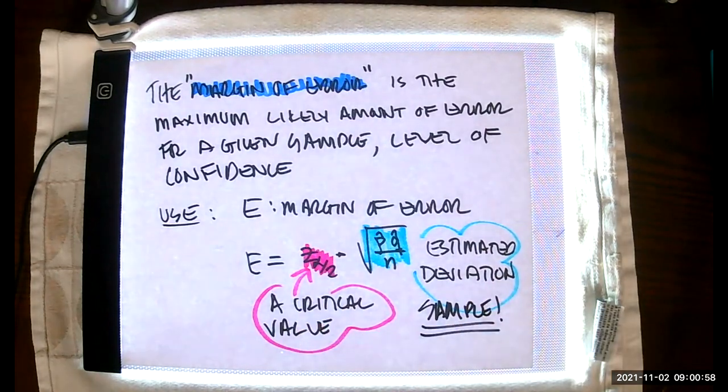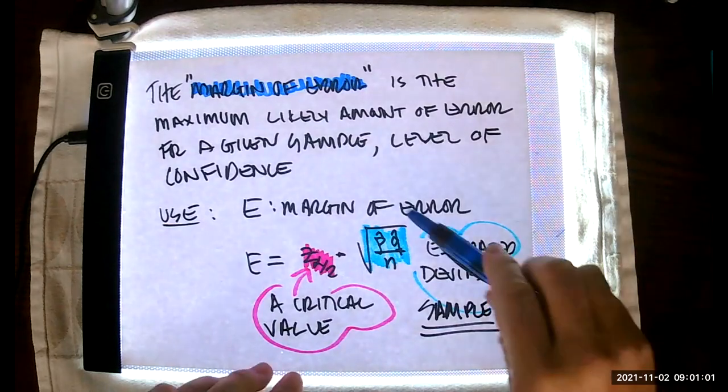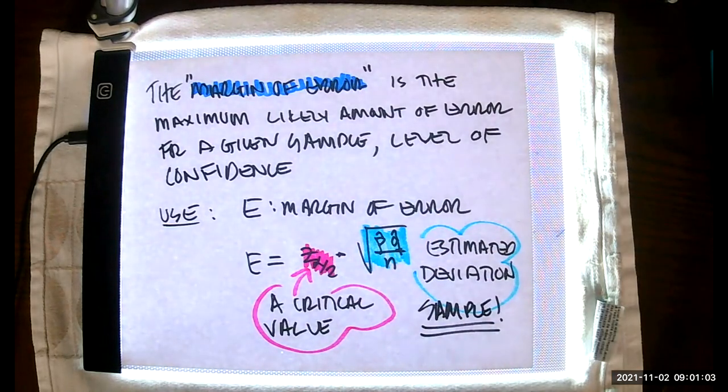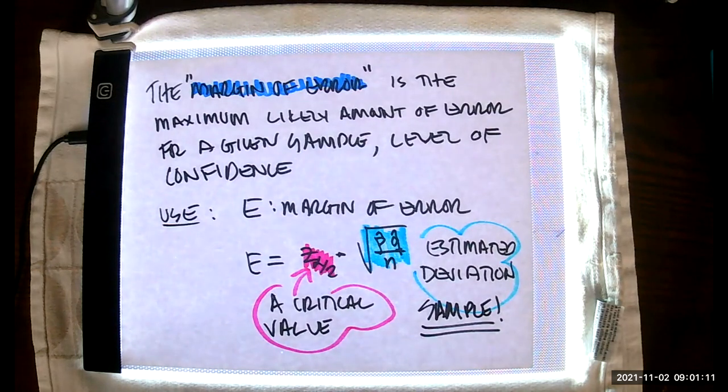And it's important to realize that the construction of this is very similar to the construction of the standard deviation when we were looking at the central limit theorem. I'll let you compare the formulas. If you squint, they kind of look the same. So how do we use this margin of error?